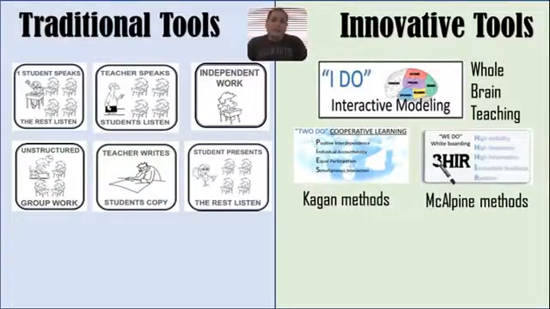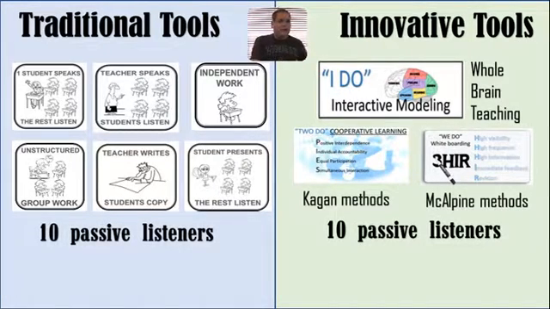So let's go back to that classroom, right? And the teacher is reading a story out loud, okay? And students are supposed to be actively listening. In the traditional classroom, 10 students aren't actively listening. They're not following along in their books. They're staring at their book just to pretend so they can get away with it.